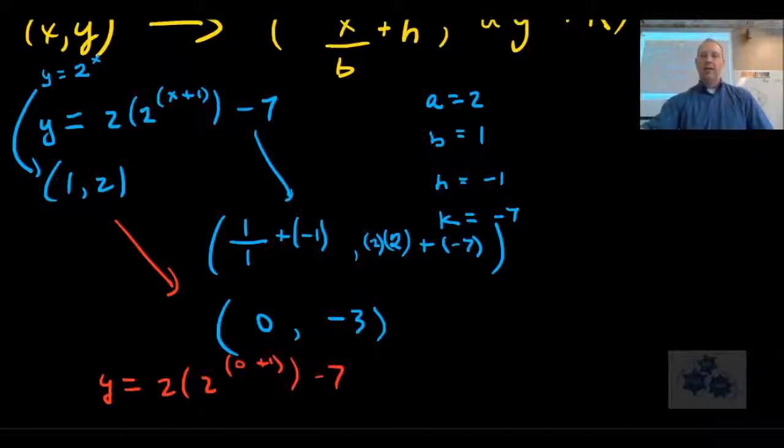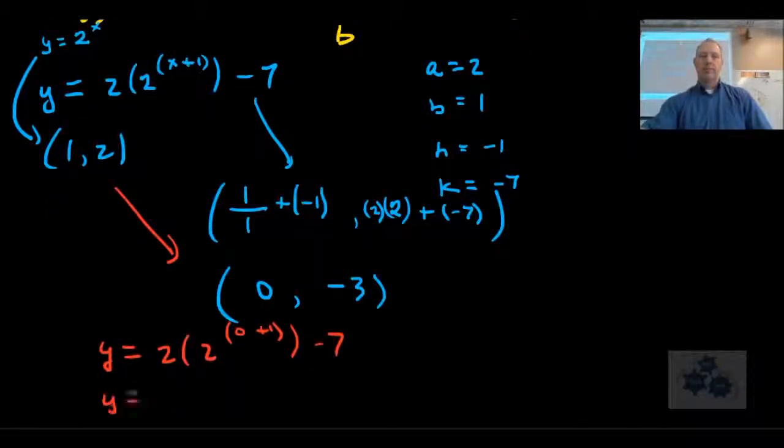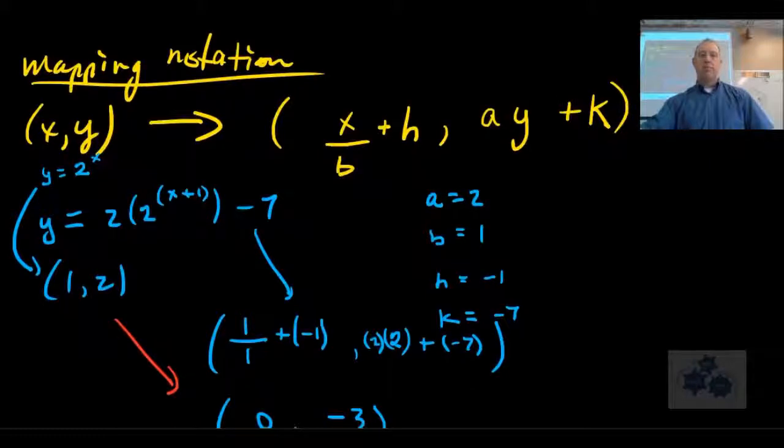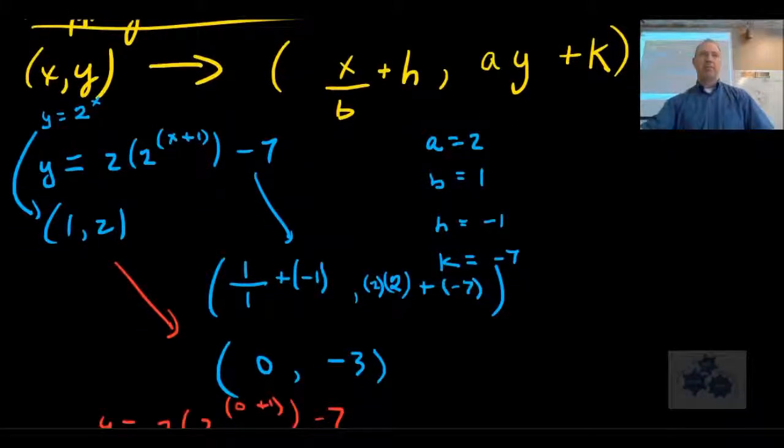So y equals, well, 2 to the 1 is 2, times 2 is 4, minus 7 is negative 3. That's true. Okay? So the mapping notation, if you're just asked for a single image point, you don't have to transform and sketch the whole graph and then find out what that point is. You can just use mapping notation. All right? So that's the mapping notation. You guys remember that? Okay?